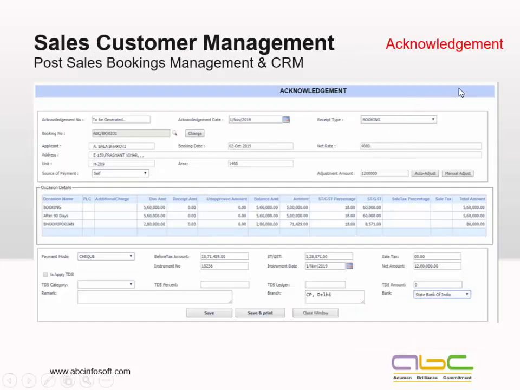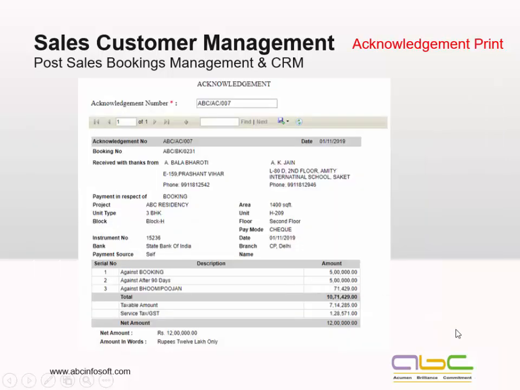Now this is the screenshot for the acknowledgement. Whenever we receive a check from the customer, we simply go with the booking number and enter the amount, and it would be auto adjusted against the FIFO thing. Here are the due amount, received amount, unapproved amount, and balance amount received in this particular receipt. Then for the next occasion, the third occasion, you can update the payment mode like check, instrument number, bank, branch, etc. This is one of the formats for the acknowledgement.